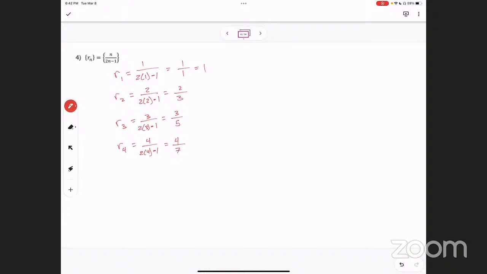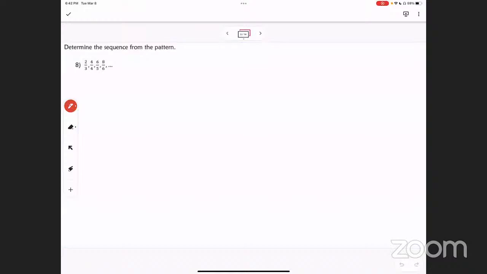So what's your next one going to be? 5/9. Good. And what's your next one going to be? 6/11. Perfect. There you go. So again, sequences are about noticing patterns. So go ahead and list it out. 1, 2/3, 3/5, 4/7, 5/9, 6/11. There's your sequence.